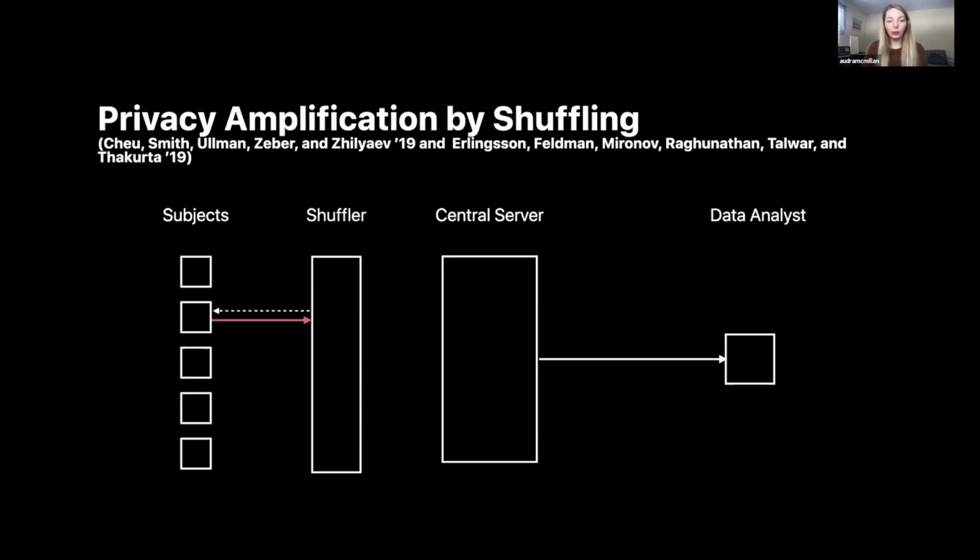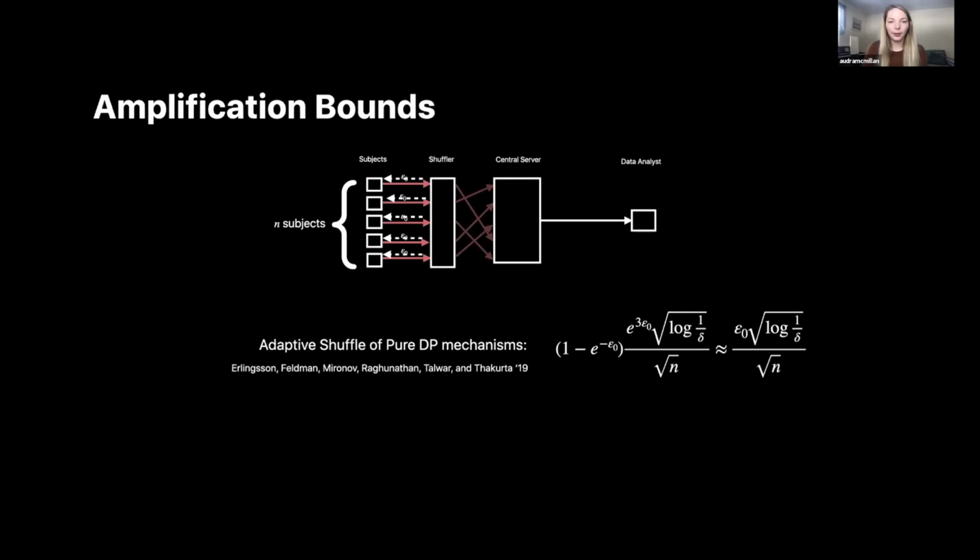Okay, and just like in local DP, I can have interactive mechanisms in the shuffle model. But remember, it's important that the central server doesn't know who it's interacting with. So it gets a sample at each time step, but it doesn't know who it came from. All right. So this is the shuffle model.